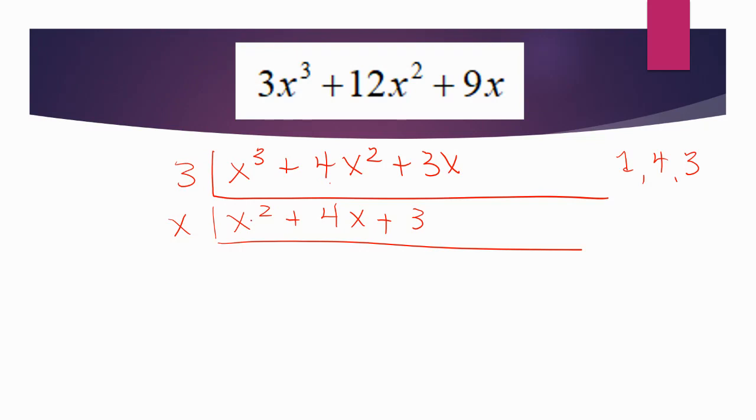So if I had 3, take 1 out, I get 2. If I had 2, take 1 out, I have 1. If I have 1, take 1 out, I have none. So x, x, no x's. So we're done. So this is definitely our GCF. And this is our leftovers.